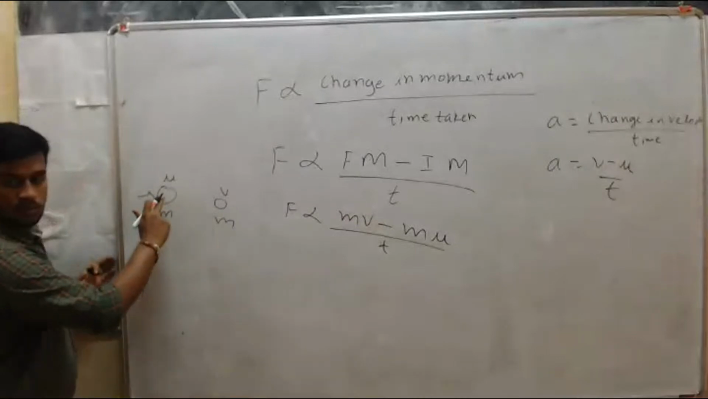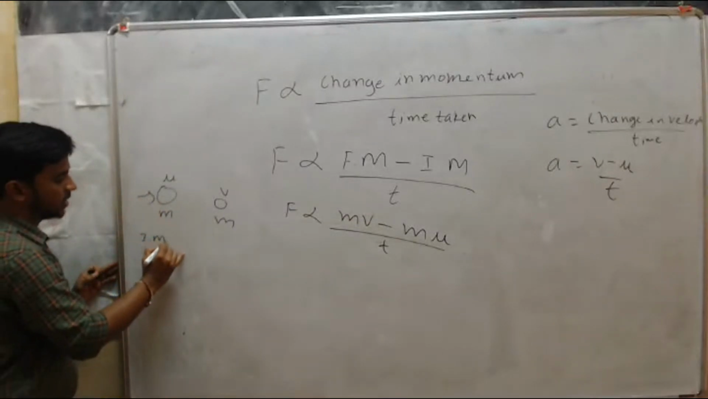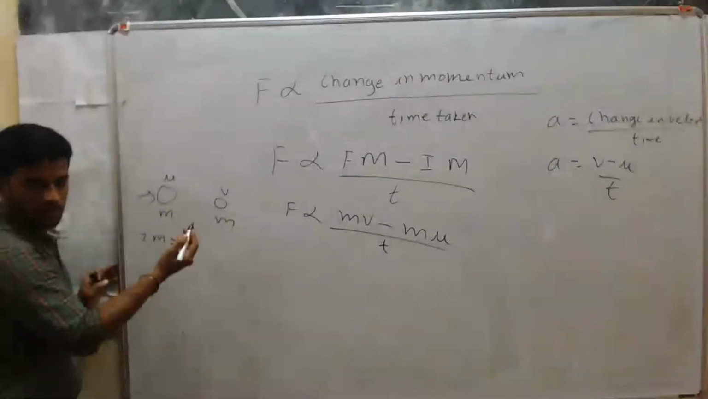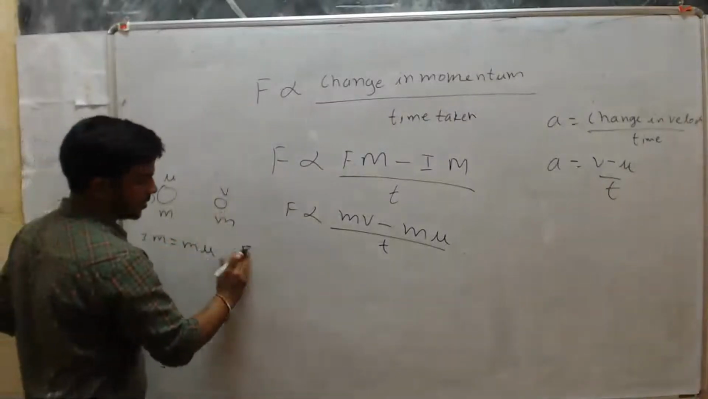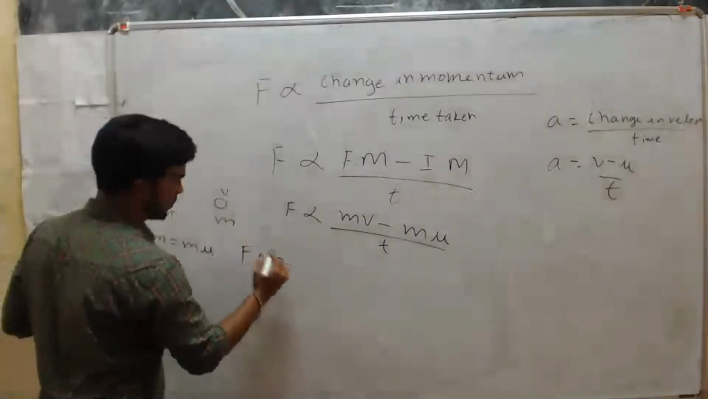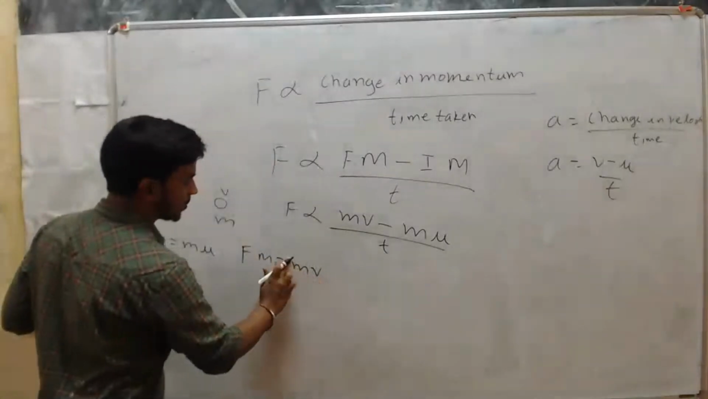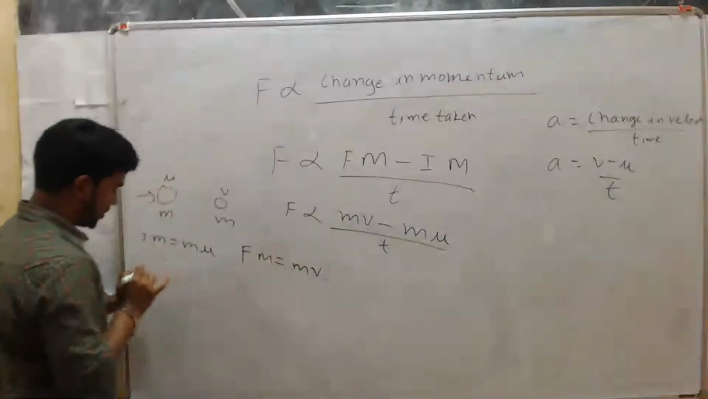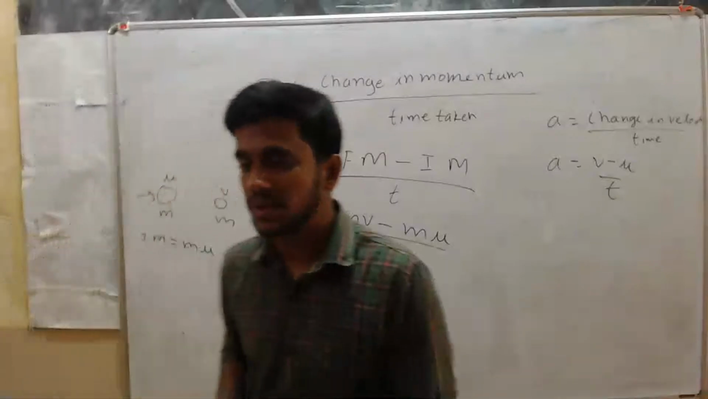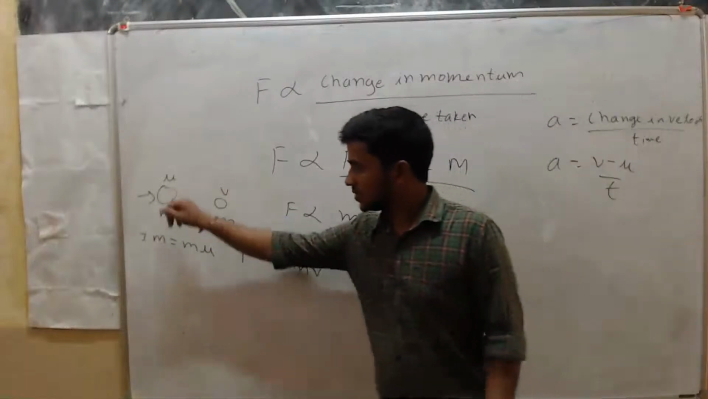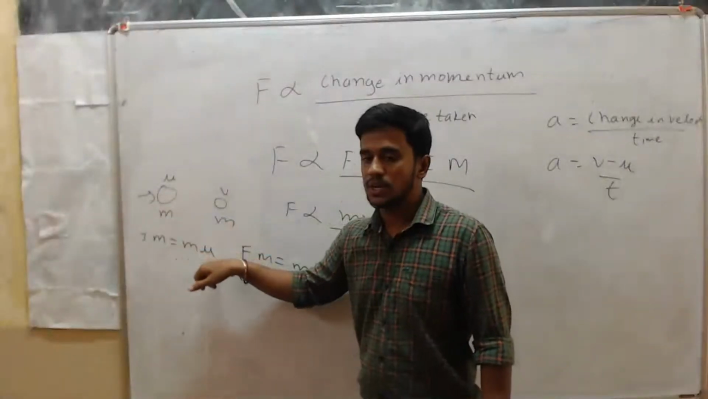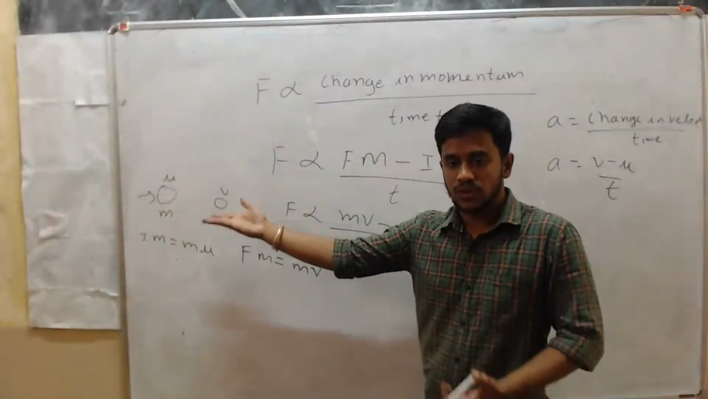See, initial momentum here, that is p equal to m into u, right? Then what about final momentum? Final momentum is equal to m into v. What is the definition of momentum? Momentum is the product of mass and velocity. Here, what is the velocity? u. So that's why m into u. What is the velocity here? v. Because we don't know the values, right?